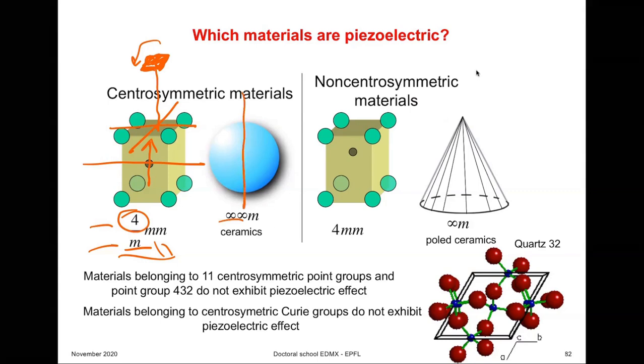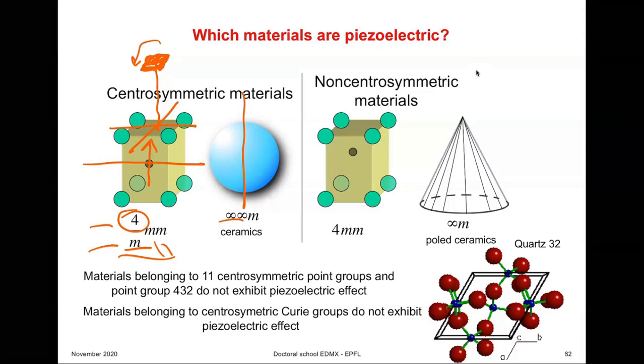In this parallelepiped, I have to rotate it by 90 degrees in order to get to the same distribution of atoms. And here I can rotate it by any infinitely small angle, and I always get the same thing. So it has this infinite axis in two directions, and then in the third direction, it has a mirror symmetry. So there is no polarization there. It cannot be created by applied pressure.